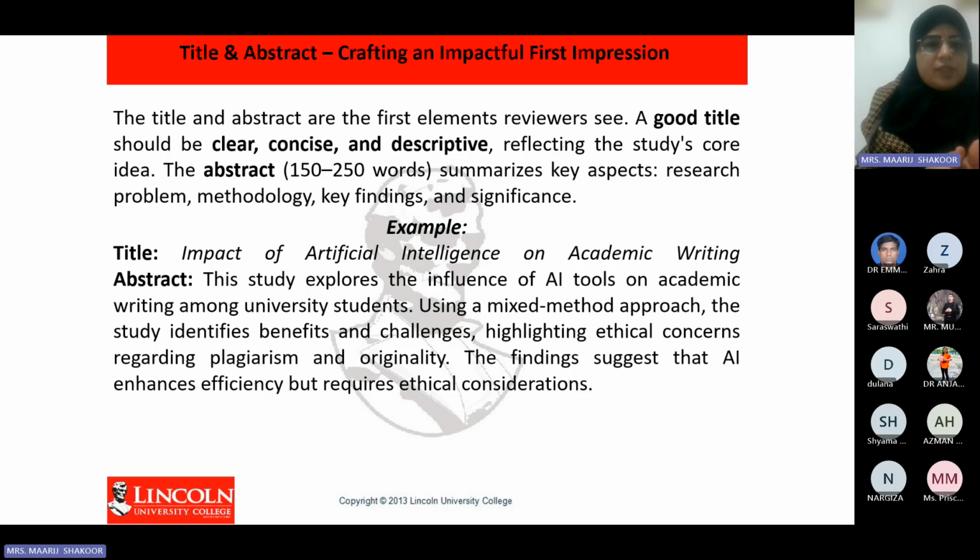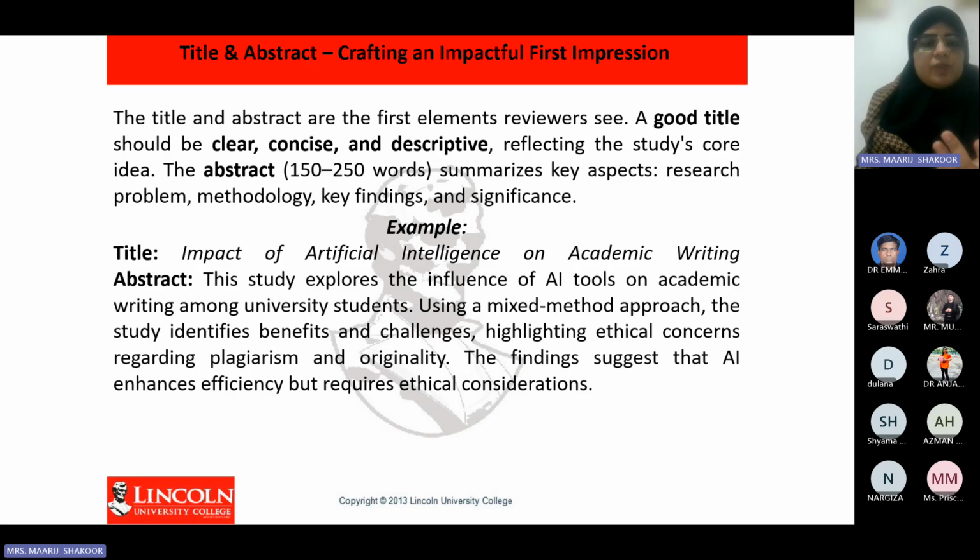The title and abstract are the first elements reviewers see. This is the first thing all of us can see. The reader can see what this is all about. A good title should be clear, concise, descriptive. Again, clear, concise, descriptive: CCD, follow this rule, reflecting the study's core idea. The whole thesis is going to be held in your title and abstract. The abstract is 150 to 250 words, depending on what the university asks for. It summarizes key aspects: research problem, methodology, key findings. These should all be mentioned concisely in your abstract.